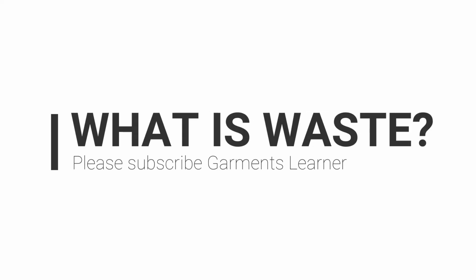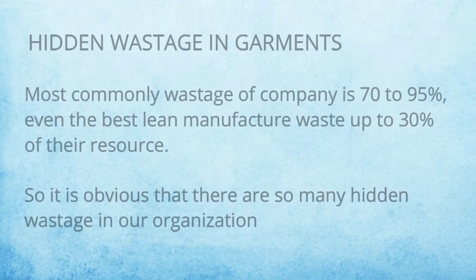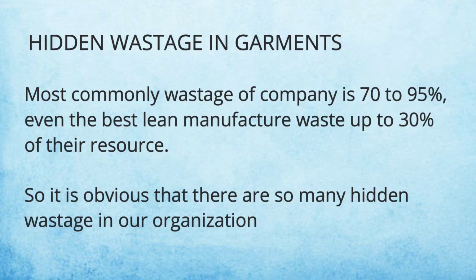What is waste? Anything that does not add value but adds only cost to the product. Hidden wastage in garments. Most commonly, wastage in garments is 70% to 95%. Even the best lean manufacturers waste up to 30% of their resources. So, it is obvious that there are so many hidden wastes in our organization.